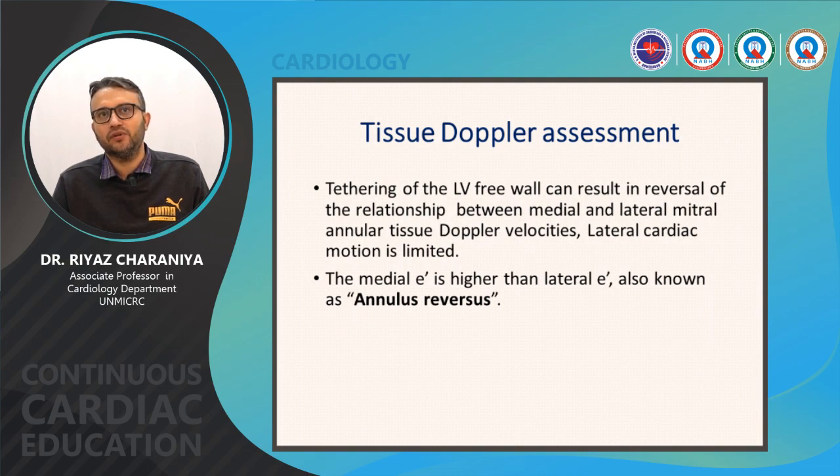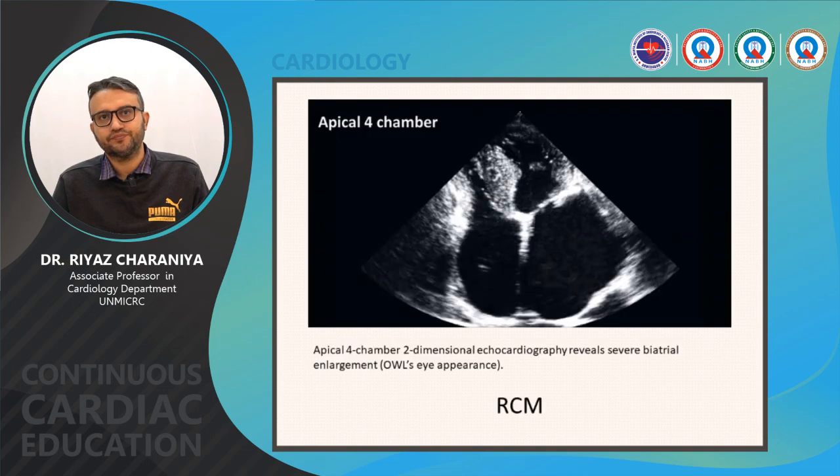whereas the tethering of the lateral LV free wall can result in a reverse relationship between the medial and the lateral mitral annular Doppler velocities, that is, the lateral cardiac motion is limited in constrictive pericarditis, and therefore here you will have the medial E' higher than the lateral E', and this is known as annulus reversus. Normally it's the opposite. Now, in restrictive cardiomyopathy, there is a decreased E', the mitral annular tissue Doppler velocities are reduced throughout.